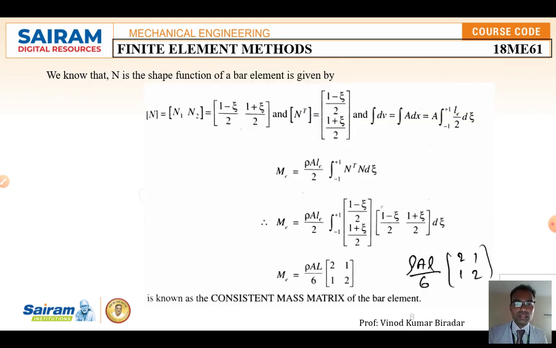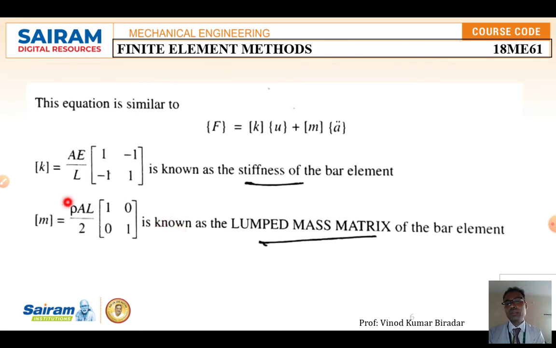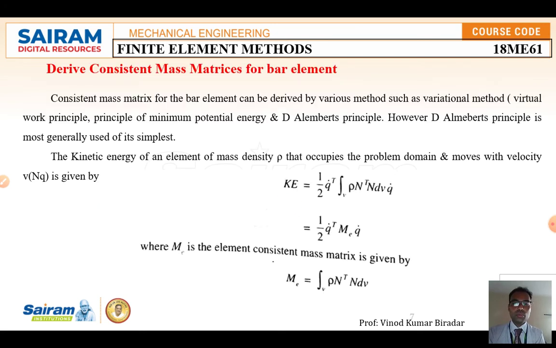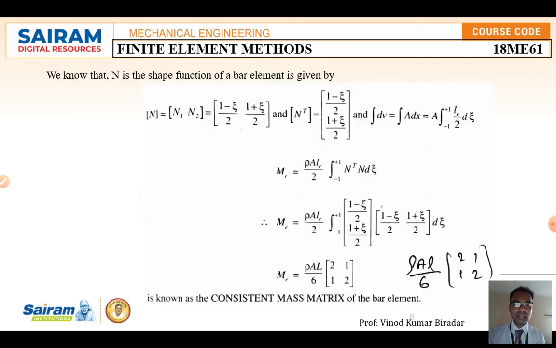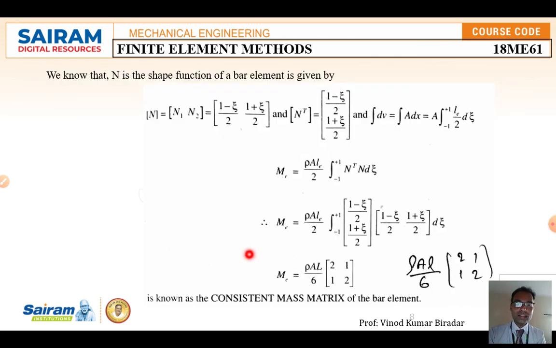This consistent mass matrix equation you have to remember. Now, lumped mass matrices. The lumped mass matrix equation is M equal to rho A L by 2 times 1 0 0 1. Here the consistent mass matrix is rho A L by 6 times 2 1 1 2, and here the lumped mass matrix has 1 0 0 1. These two equations are very important for solving numerical problems on dynamic analysis, so we have to remember them.